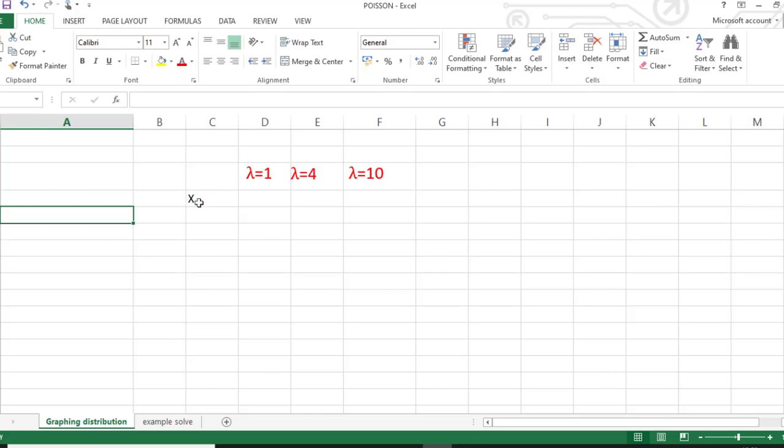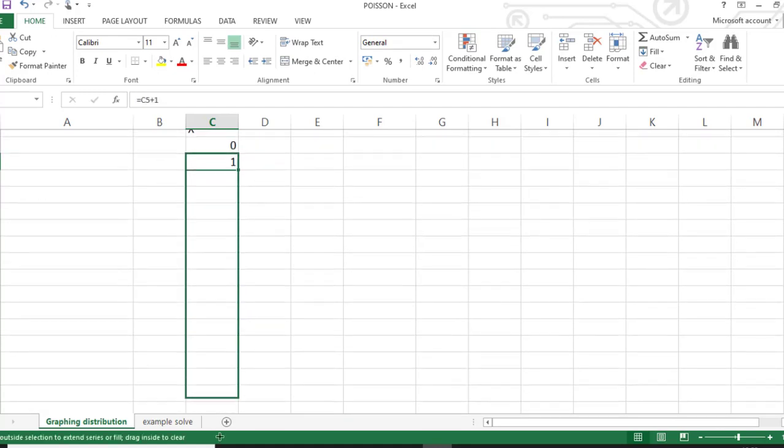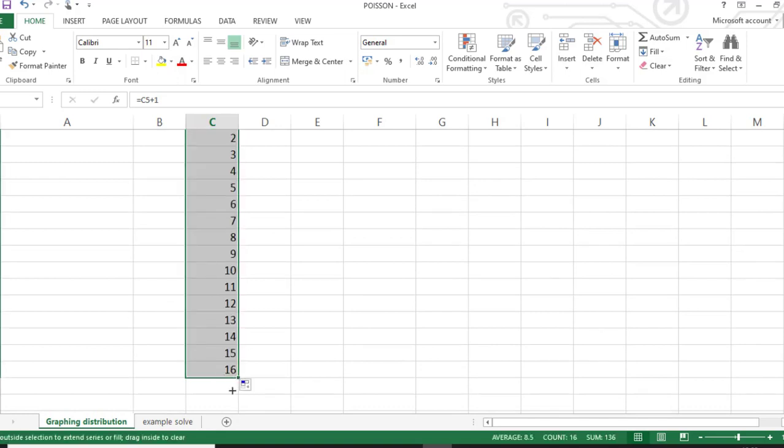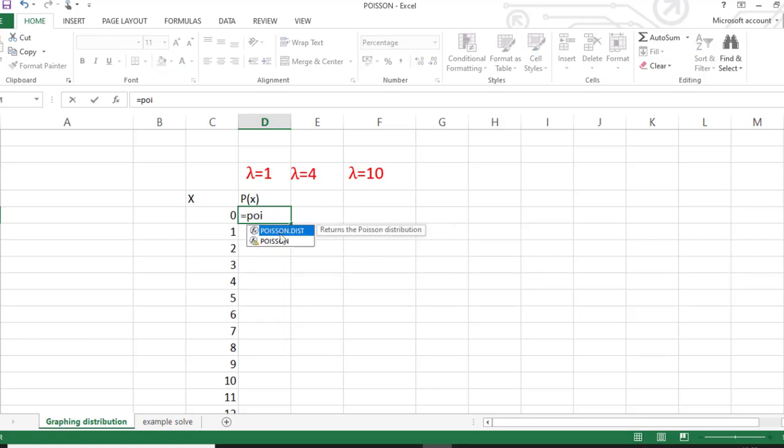Okay, so now here I have shown this is the x, that is random variable. Let us make the graph of Poisson distribution for the range of x, that is from 0 to 20. So I am just providing the range of x just to 20. Okay, let us calculate the probability for the corresponding outcome of x. Okay, so here I am using the command of Poisson distribution.